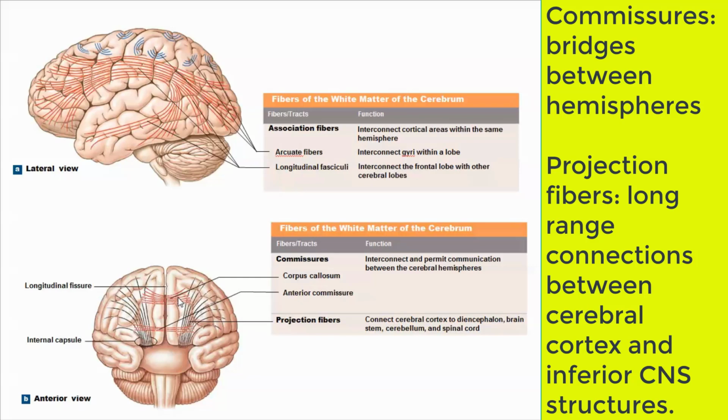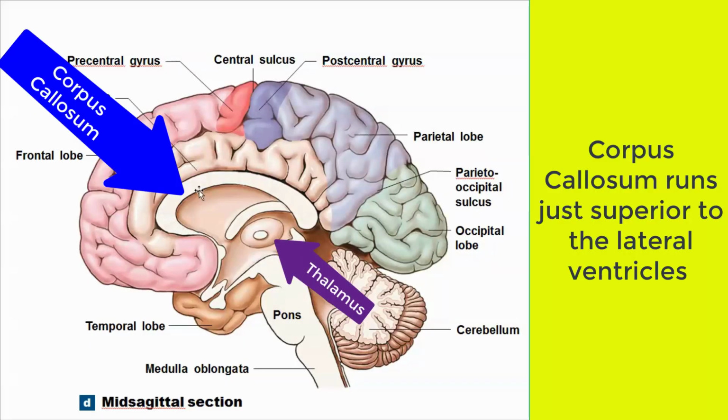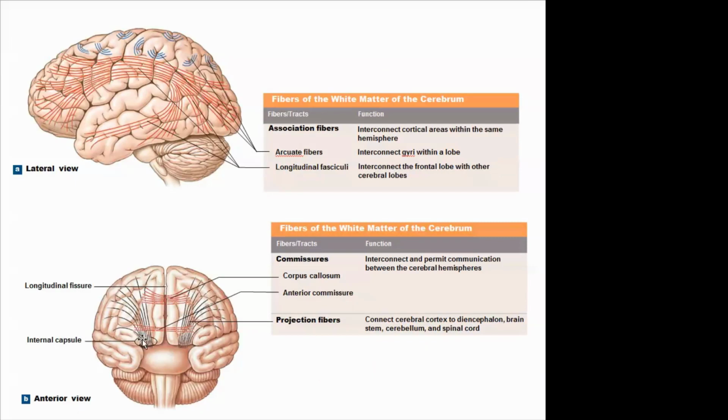One of the major commissures that we have is called the corpus callosum. And that's this big band of white matter that we see that surrounds, it's over the top of the ventricles, it's over the top of the thalamus. We also have one called the anterior commissure, and that's in the front. There's another one called the posterior commissure that we're not really going to cover, but it's similar and it's in the posterior part of the brain.